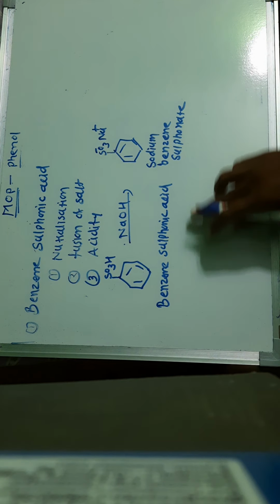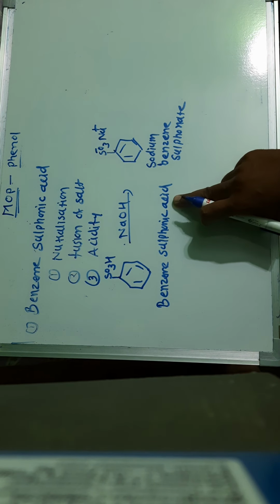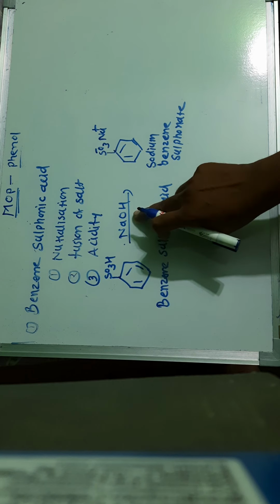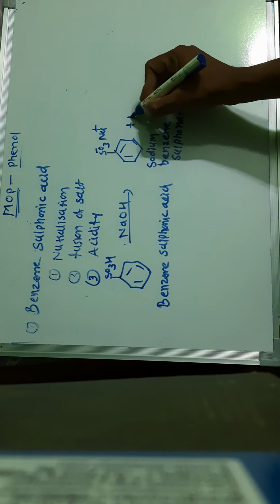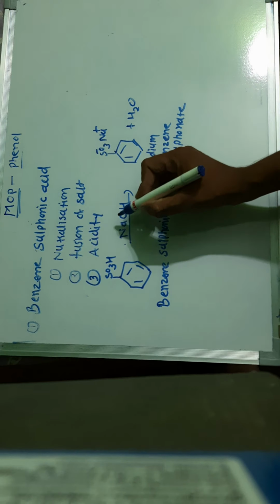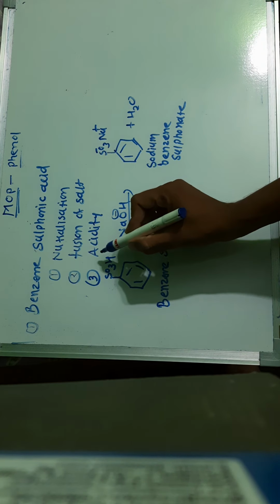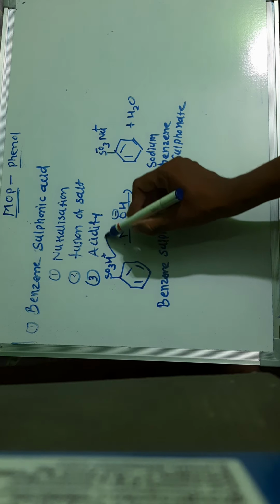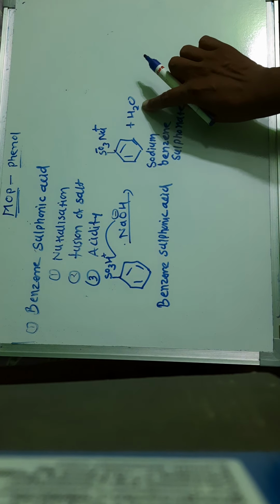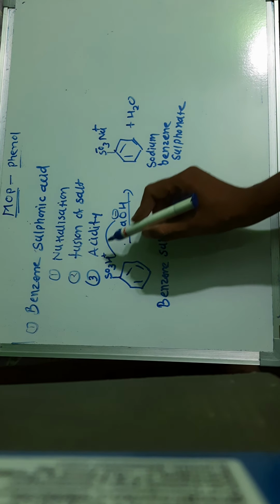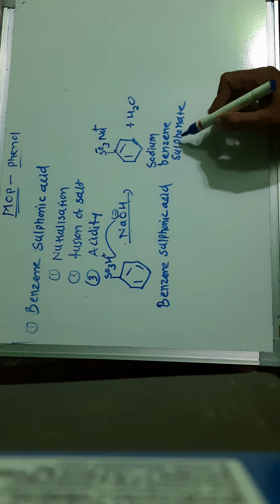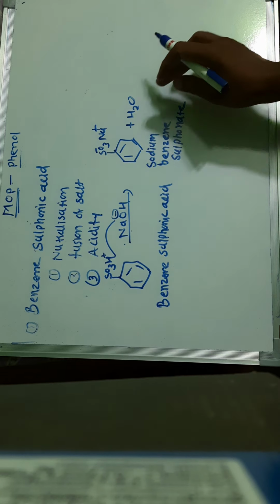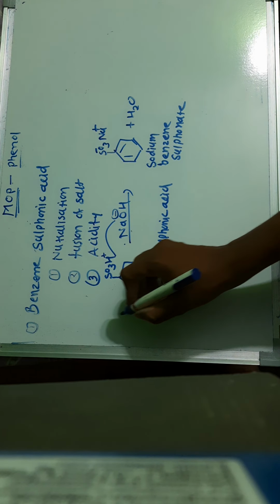See again, when benzene sulfonic acid, this is the acid, reacts with NaOH, that is the base, we get the salt plus water. Here the water is removed. NaOH gives OH negative, and this is the H positive and OH negative, so we get H2O molecules, and this Na positive attacks the SO3 negative. We get sodium benzene sulfonate, that is the salt, as an intermediate. This is the first step.